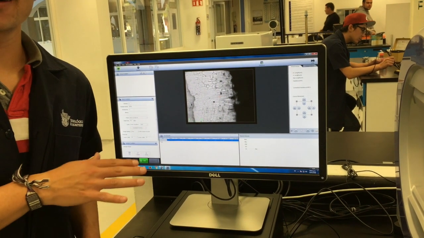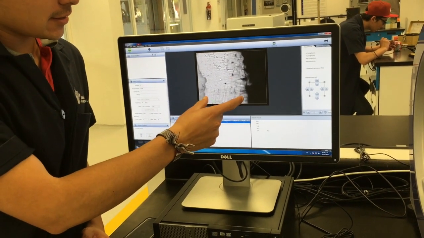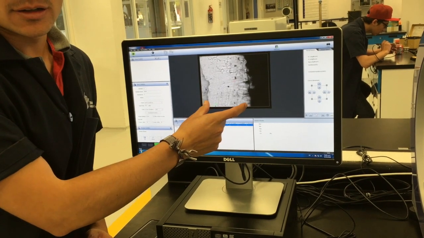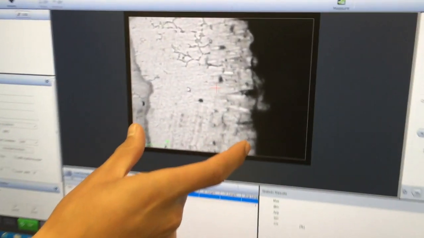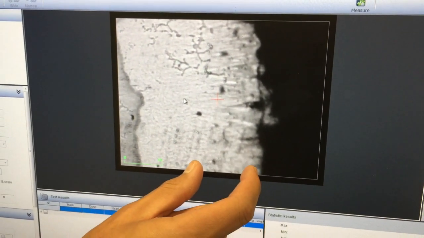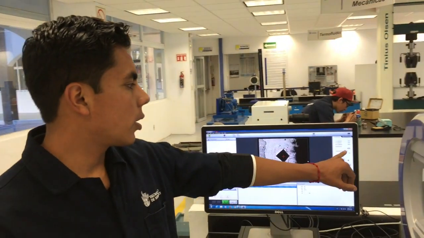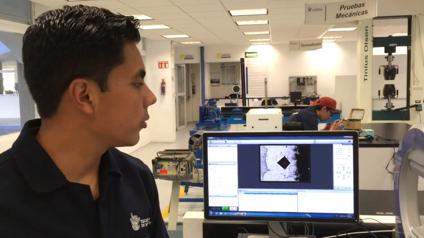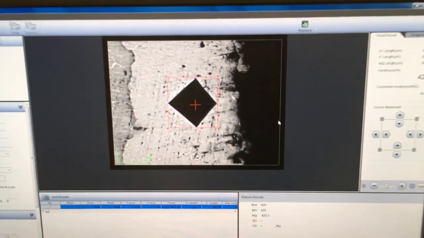So this is the first sample of our practice. As you can see here, this is the layer of carbon that is formed in this sample, and now we're going to measure it in the Vickers hardness machine. At this layer, we can see that the hardness is 420 HV. Let's see the next point.